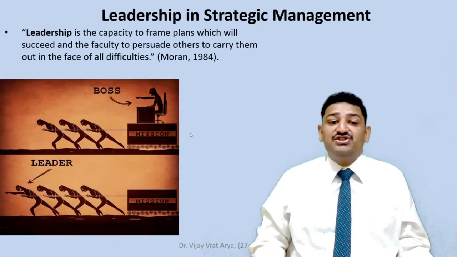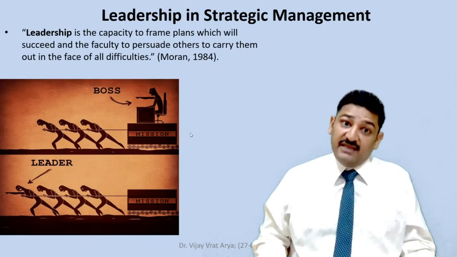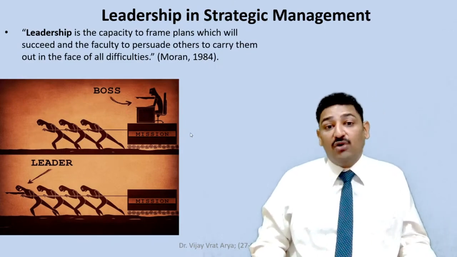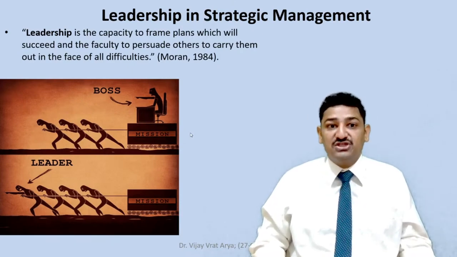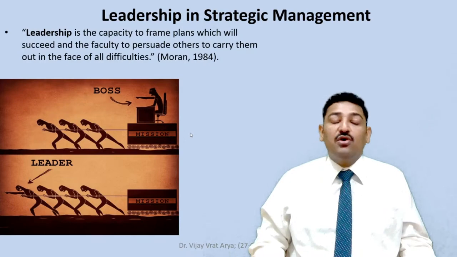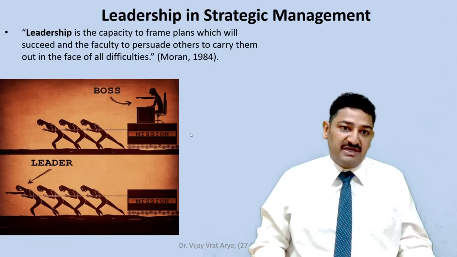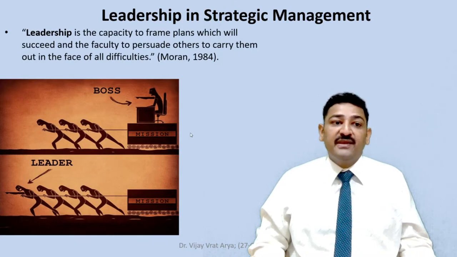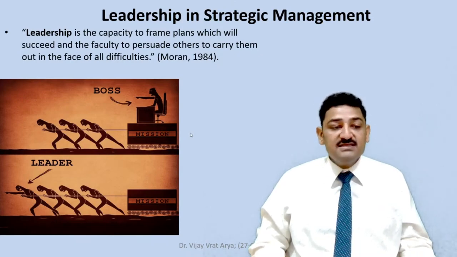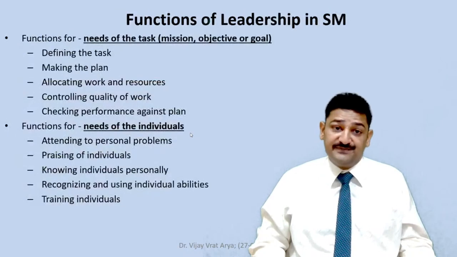Now, this strategic change and its three important aspects have given us an option to understand leadership and the types of leadership perceived in corporate houses. So we need to understand leadership from the strategic management perspective. Warren, in 1984, defined leadership as the capacity to frame plans which will succeed and the ability to persuade others to carry them out in the face of all difficulties.